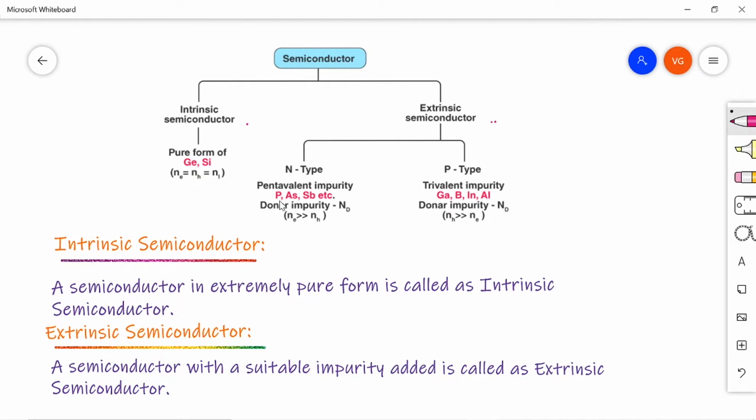The examples of pentavalent impurity are arsenic, antimony, etc. Coming to trivalent impurity, gallium, boron. The pentavalent impurity we call a donor impurity, whereas the trivalent impurity we call an acceptor impurity. In N-type extrinsic semiconductor, the number of electrons is more than the number of holes. Whereas in P-type semiconductor, the number of holes is more than the number of electrons.